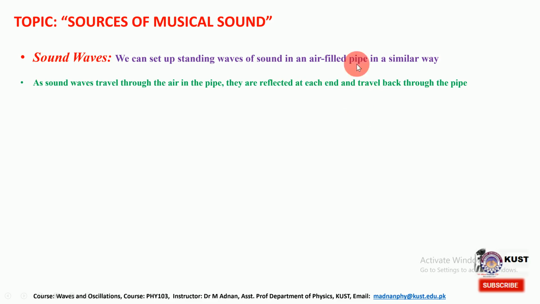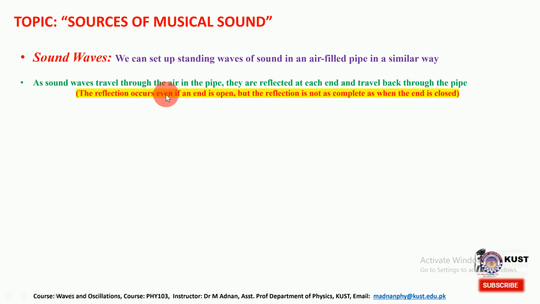That is similar to when we fix one end of a rope and oscillate the rope to produce transverse waves: the waves at the far end, which is fixed, will be reflected and there is a standing wave pattern. So in a similar way, inside the pipe, sound waves will be reflected back and standing wave patterns can be formed. The reflection occurs even if an end is open, but the reflection is not as complete as when the end is closed.